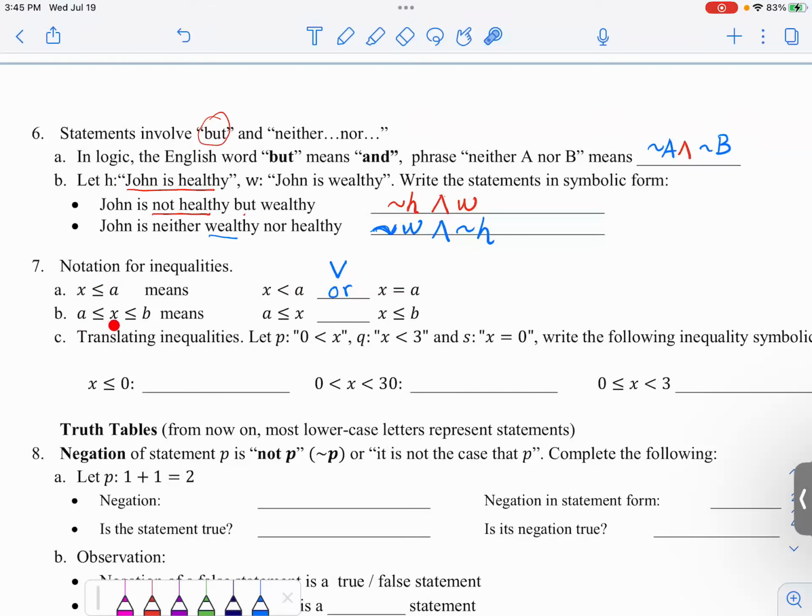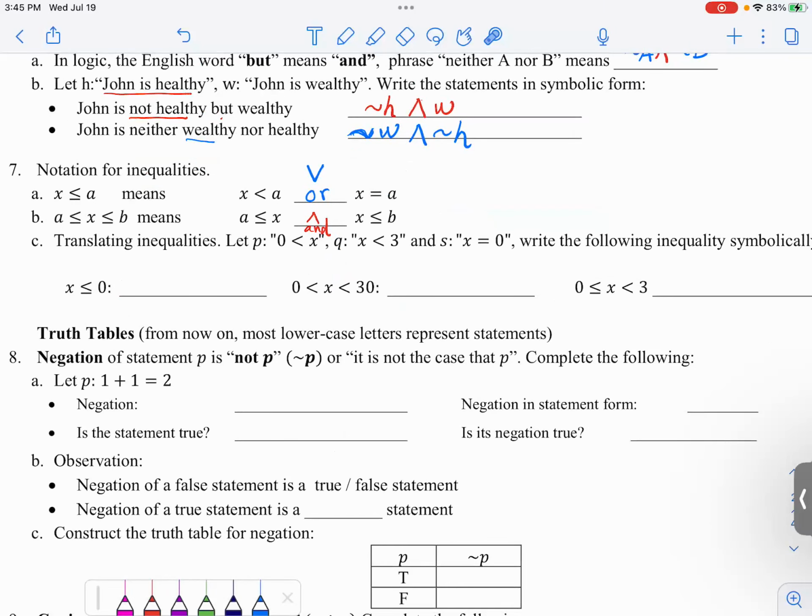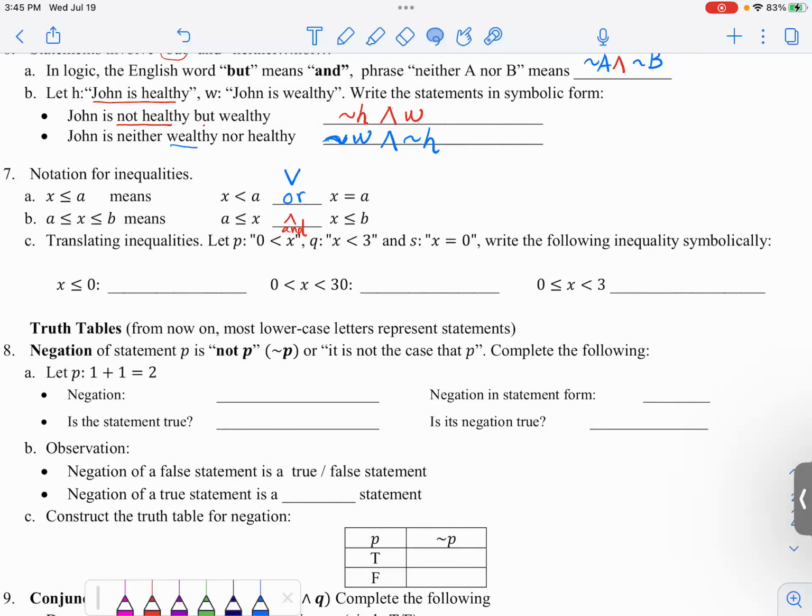Now this one, when we read, is X greater than or equal to A and less than or equal to B. That's how we usually read. So you see that X is greater than or equal to A and, which is this symbol, or you can use the word and, X is less than or equal to B. Okay, so that's how we write the inequality connected by the connectives.